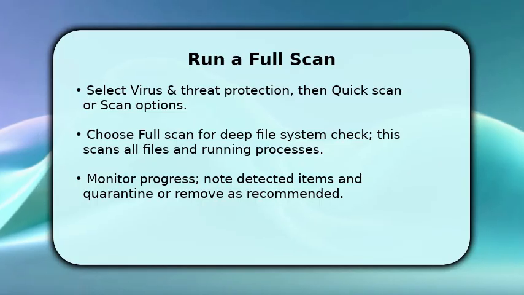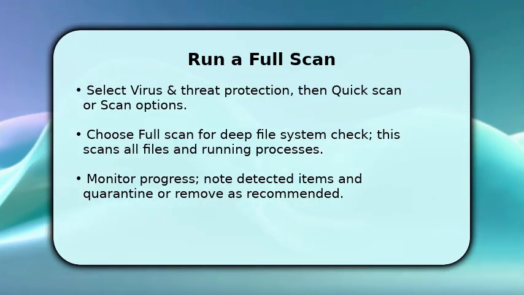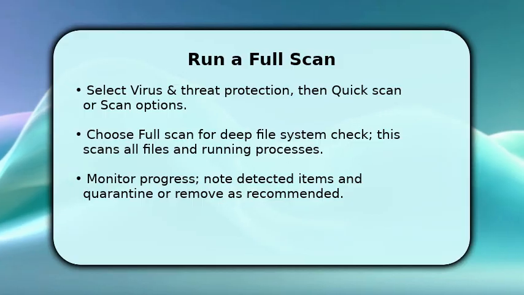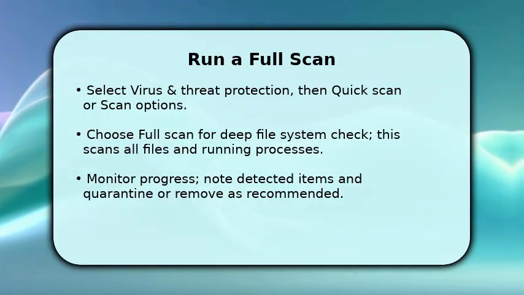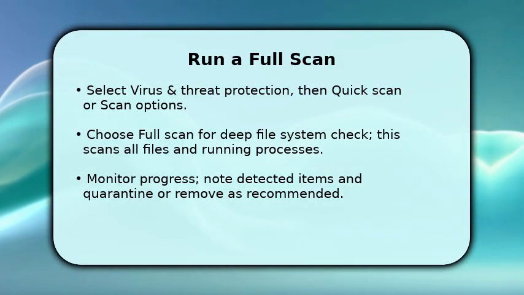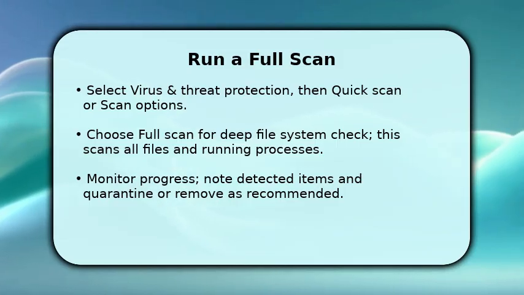Next, go to Virus and Threat Protection and choose Scan options to access the full scan. You perform a full scan when you want a comprehensive check of all files and running processes. This may take a while but finds hidden threats. Start the scan and watch progress.